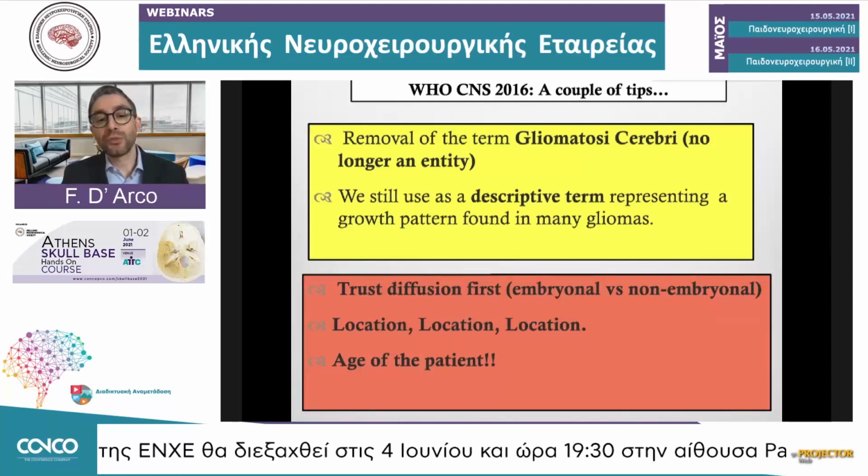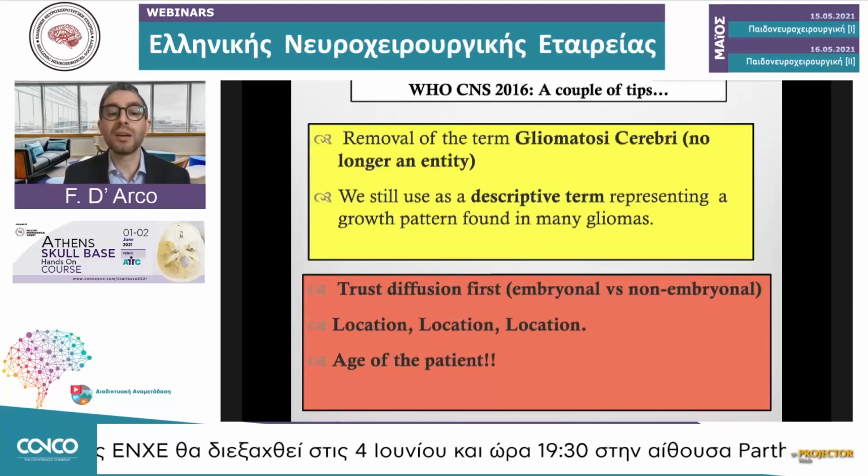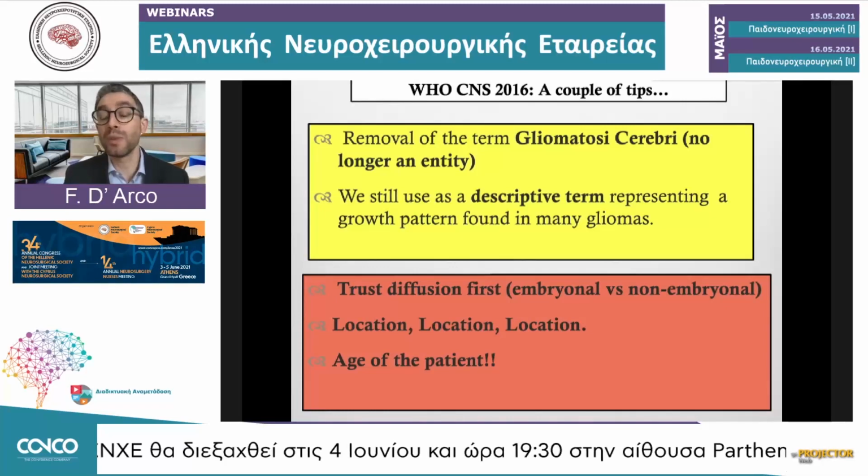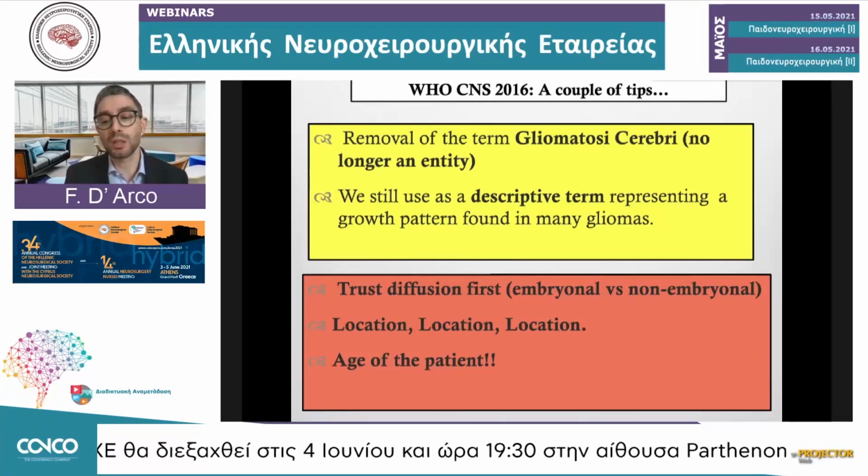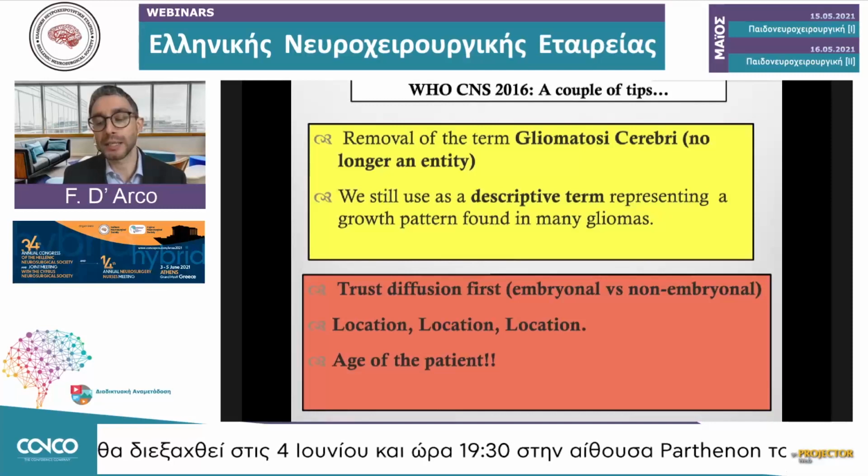And then trust diffusion first, use location, and then add the age of the patient. And most of the time you will be right before the biopsy and the molecular analysis.